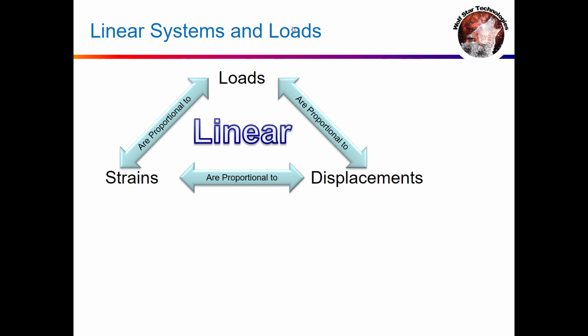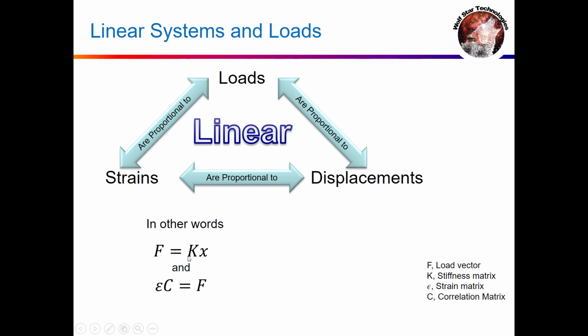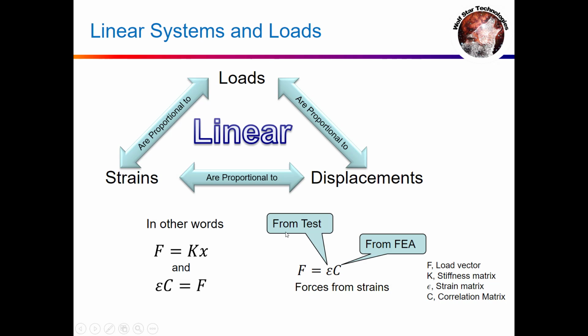So you take a look at this, and you can basically take this diagram and turn it into a couple of equations. So the right-hand side, well, that's F equals Kx. That's Hooke's law. So if Hooke's law applies to your structure, then its corollary, the left-hand side of the triangle, which is strain times a correlation matrix is equal to load, has got to apply. And this is what True-Load is using. True-Load is basically taking the strain corollary of Hooke's law and calculating forces as being strains from test times a correlation matrix from FEA.